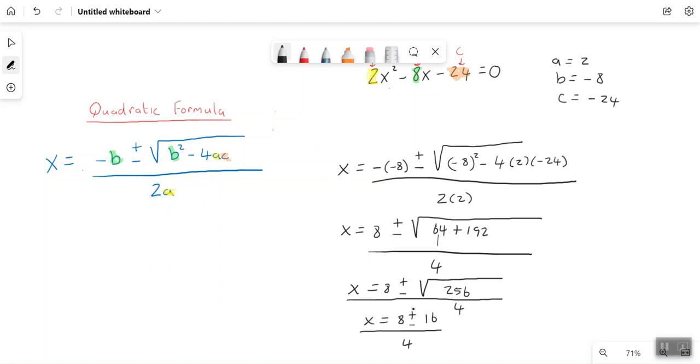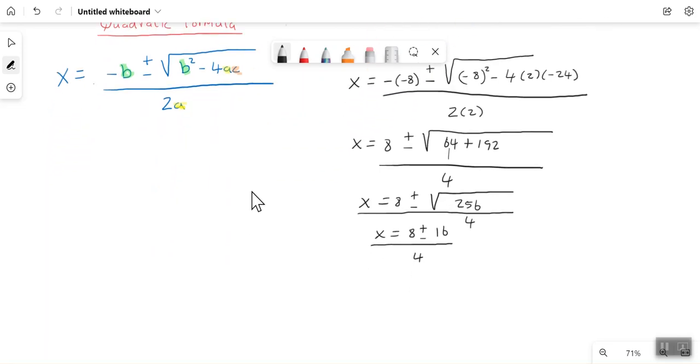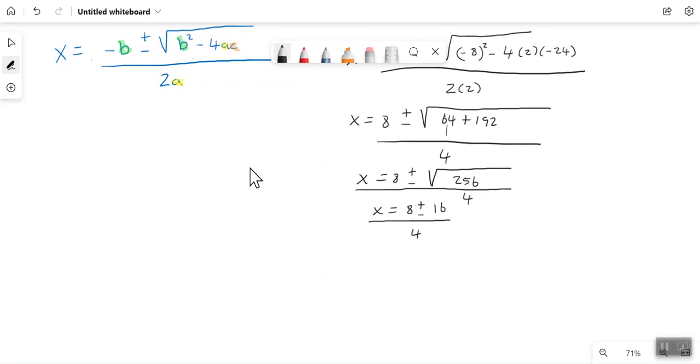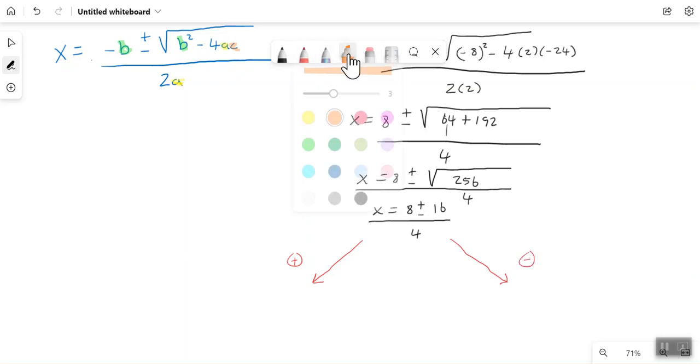Okay, so now once we get down to this point, we're going to have two answers. We're going to have the plus version, and then we're going to have the minus version. See, inside here you have these plus or minuses, so that means you're going to have two values. You're going to have x equals 8 plus 16 divided by 4, and then x equals 8 minus 16 divided by 4.